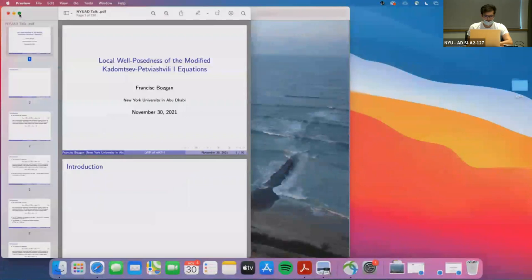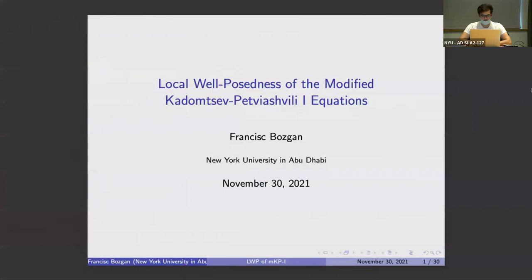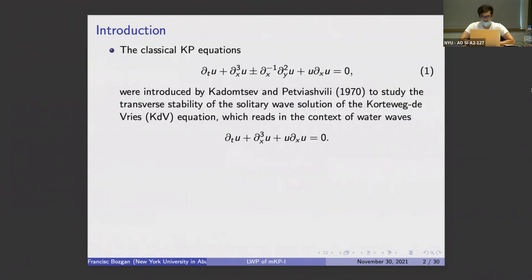I'm going to talk about the local well-posedness of the modified Kadomtsev-Petviashvili 1 equations. This was part of my research during my PhD at the University of Chicago. I'm just going to introduce you to dispersive equations. An evolution PDE is dispersive if, when no boundary conditions are imposed, its wave solutions spread out in space as they evolve in time. They usually come from physical phenomena, and this is one of them.